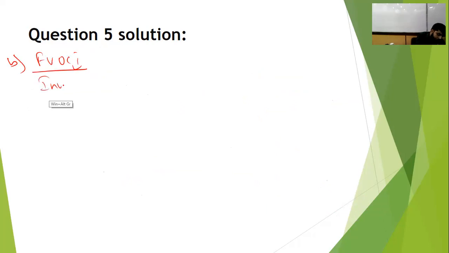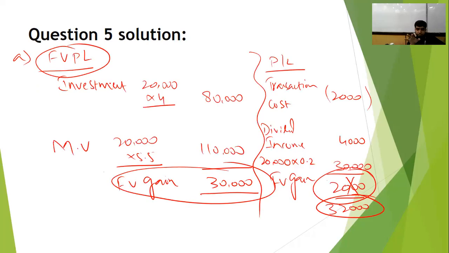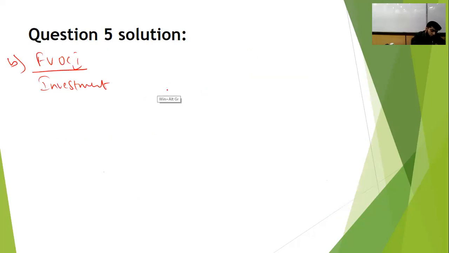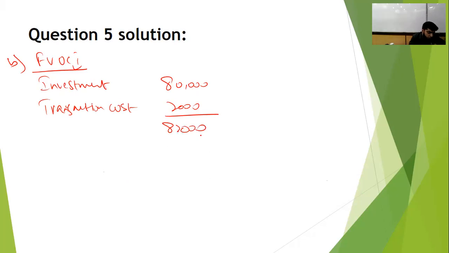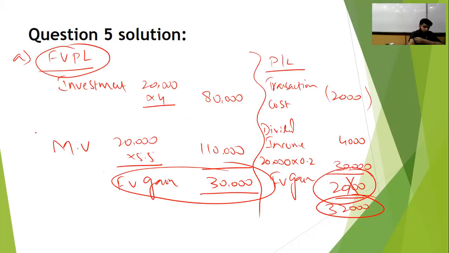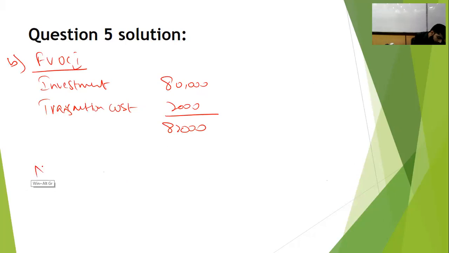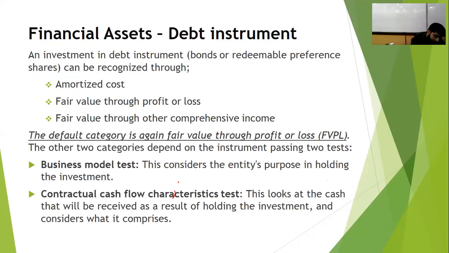First of all, we'll calculate the amount of investment. Is there a need to calculate it? Yes, there is. Although we have calculated the investment as $80,000, we know that in fair value through OCI, any transaction cost incurred will be capitalized. That is $2,000. That means the total amount of investment would be $82,000, the investment made by the company. Now let's see the market value. The market value at the end of the year was $110,000. So the gain recognized will be 110,000 minus 82,000, that is a $28,000 gain.